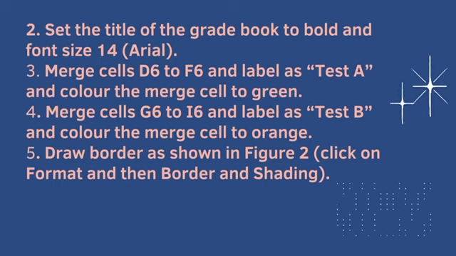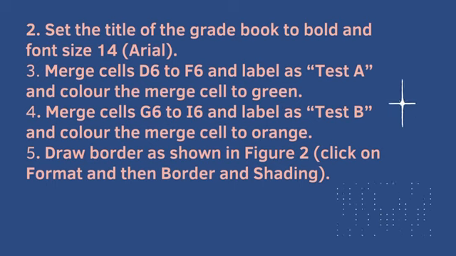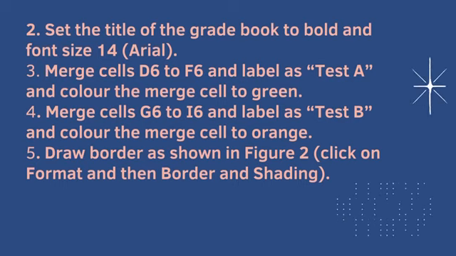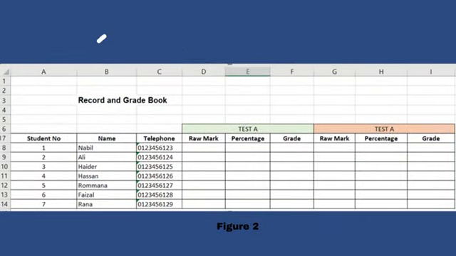Step 2. Set the title of the gradebook to bold and font type Arial and size 14. Step 3. Merge cells D6 to F6 and label as Test A and color the merged cell green. Step 4. Merge cells G6 to I6 and label as Test B and color the merged cell orange. And Step 5. Draw border as shown in Figure 2, click on Format and then Border and Shading. Now, your screen should appear as the worksheet in Figure 2 as shown in the slide.